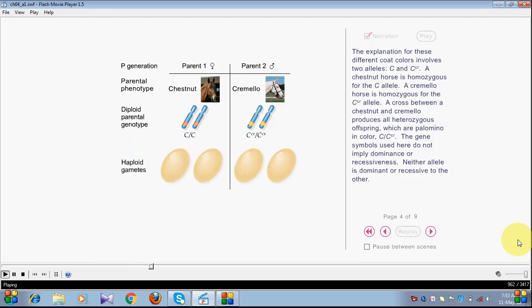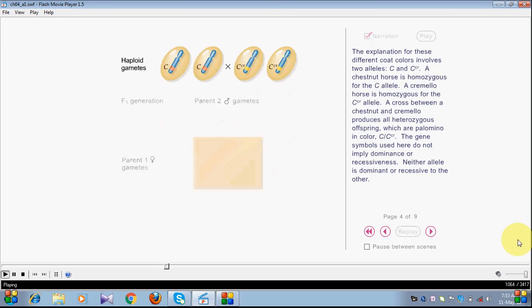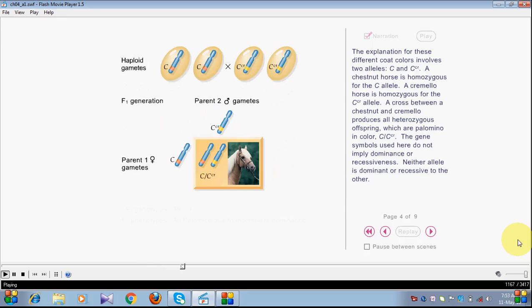A chestnut horse is homozygous for the big C allele. A cremello horse is homozygous for the big C-CR allele. A cross between a chestnut and cremello produces all heterozygous offspring, which are palomino in color, big C big C-CR. The gene symbols used here do not imply dominance or recessiveness. Neither allele is dominant or recessive to the other.